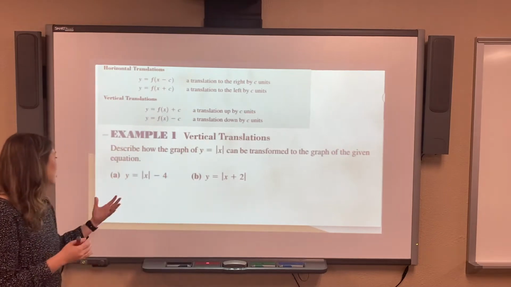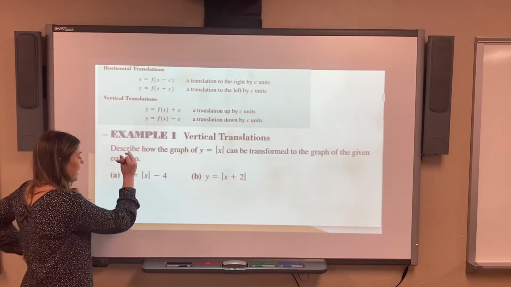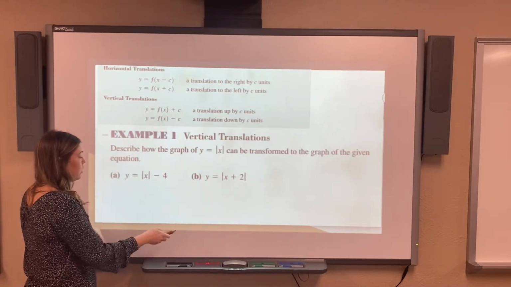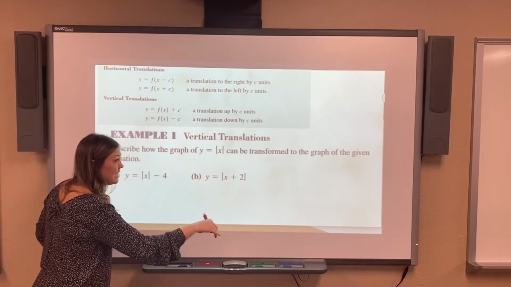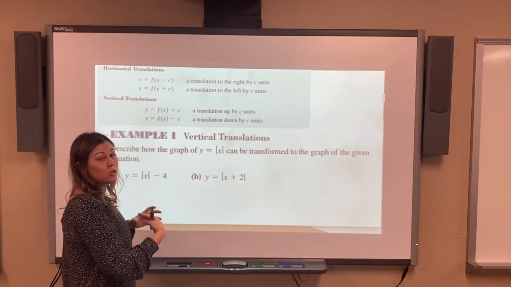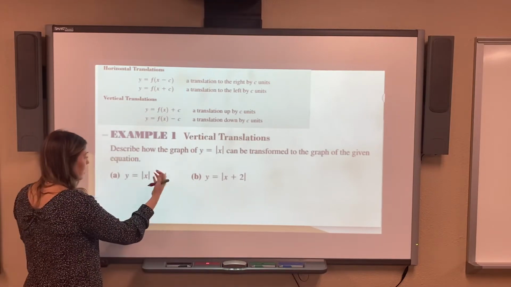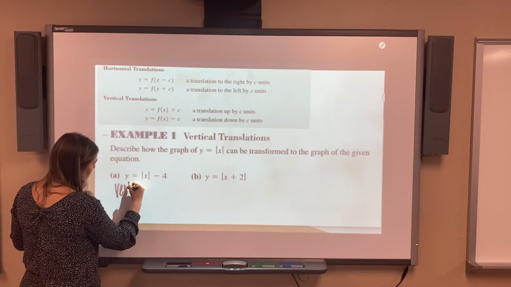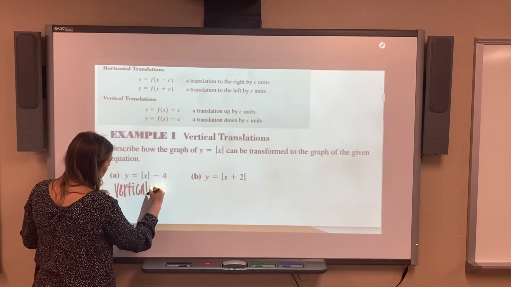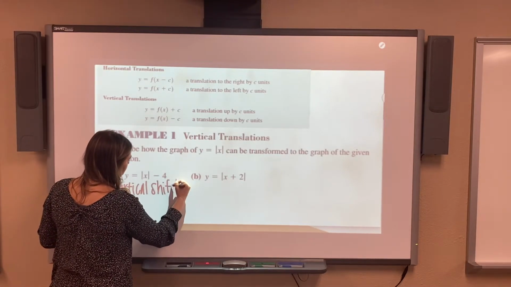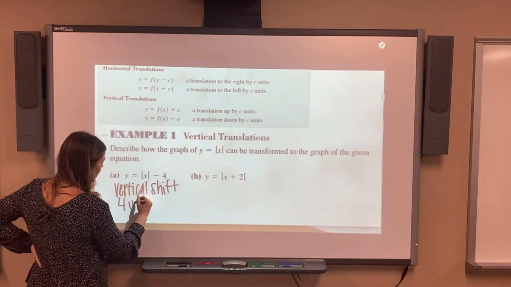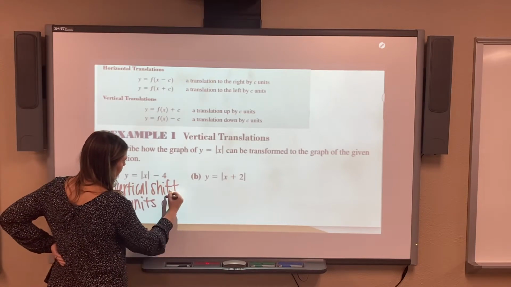We're going to describe how the graph of y equals the absolute value of x can be transformed given the equation. If we have y equals the absolute value of x minus 4, this minus 4 is at the end. It's not in a grouping symbol, so that represents a vertical transformation. It's a vertical shift 4 units down because of that negative 4.